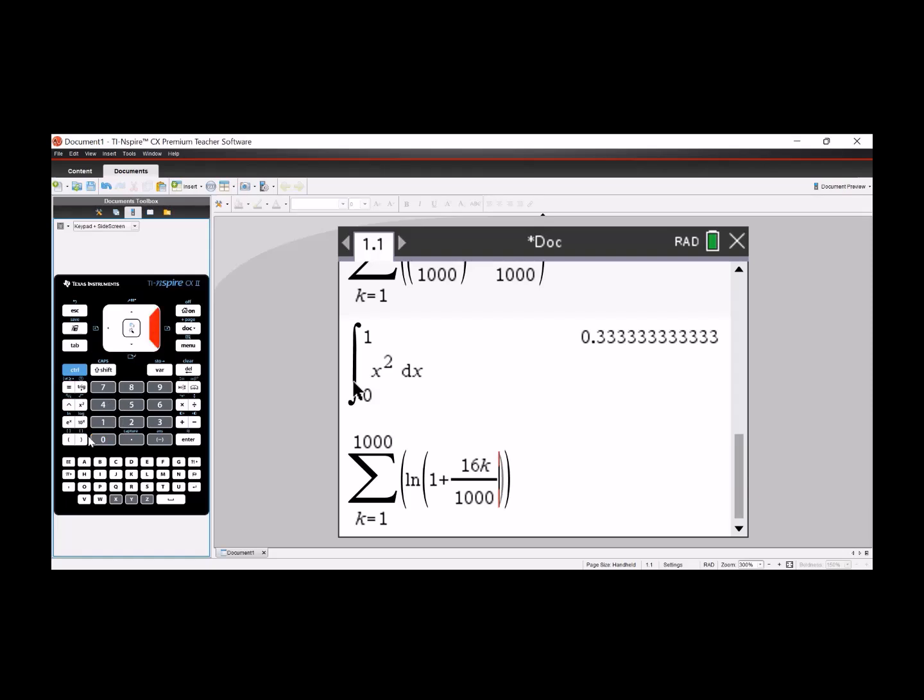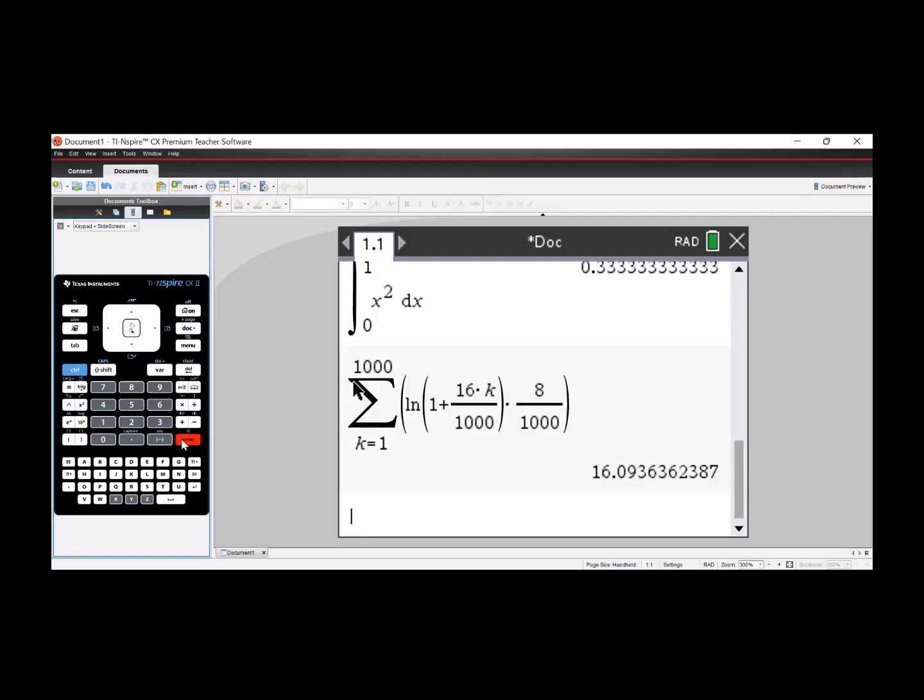Get out of that, close the parentheses, open a new one, control fraction for our delta x, which is 8 over n, and our n is 1,000 that we're using for a big value. We press enter. We get about 16.093636.